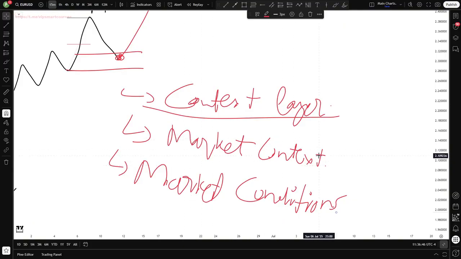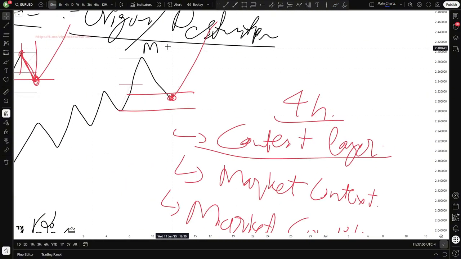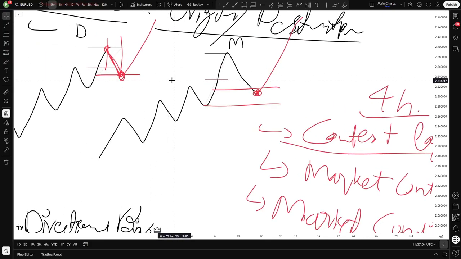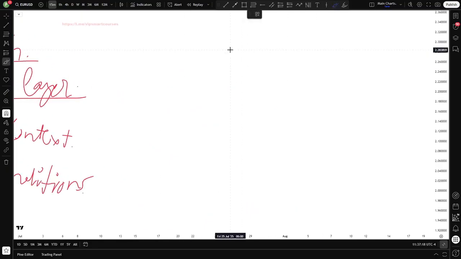Now, identifying or establishing a market context on the intermediate time frame, obviously for the context layer we will be using the 4-hour time frame. Establishing a market context on the intermediate time frame is similar to this narrative part. What I mean by that is, let's say we are looking at this move of this daily chart, and price is right here on the 4-hour time frame. Let's say we are looking at this move on the 4-hour. This will look something like this.